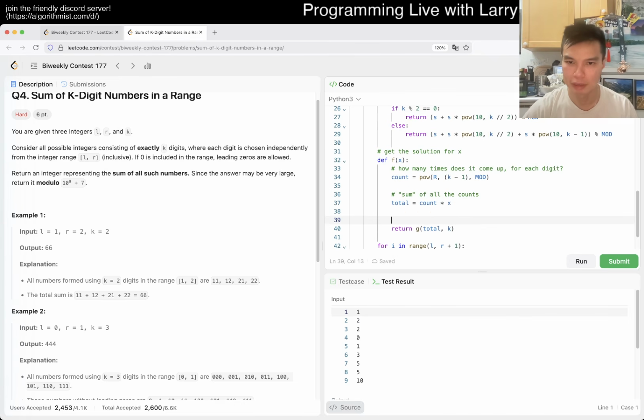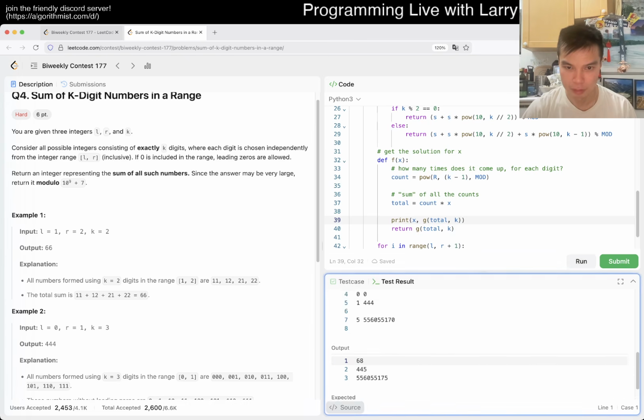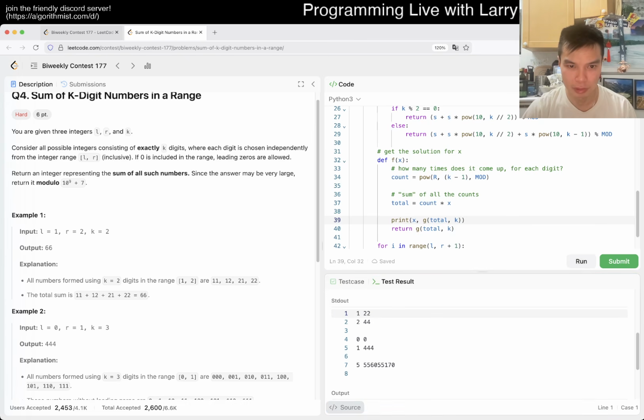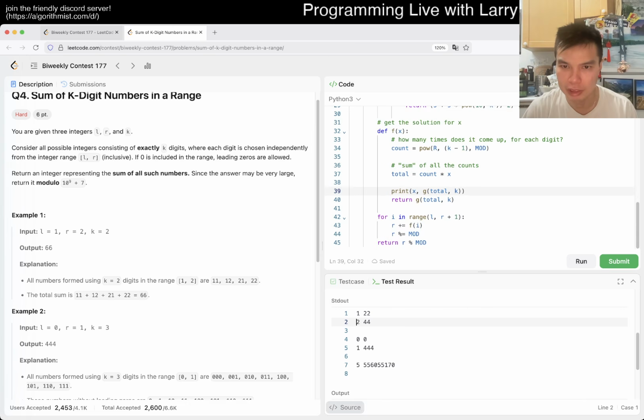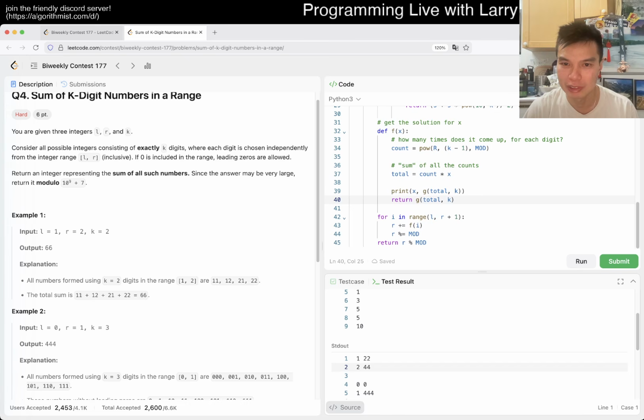Alright, let's just try p of x. One is 22 plus 44. So how do you get plus 2? I mean, this is right. Did I mess something up? How did I get 68? I guess that's the answer. Like we add these two.